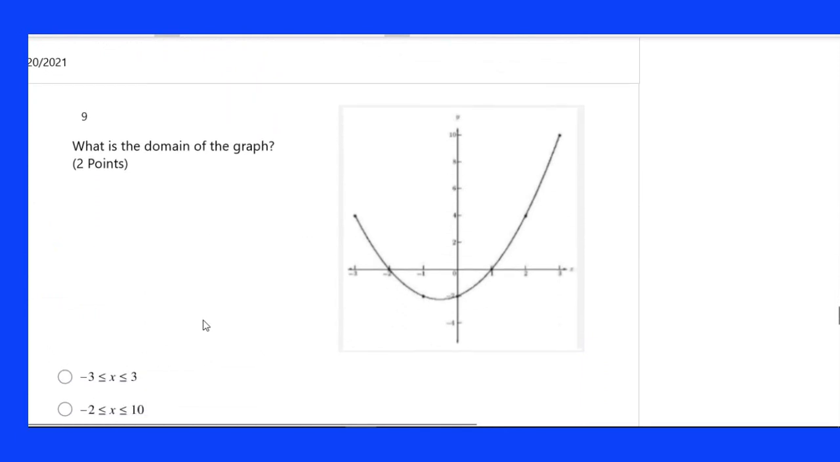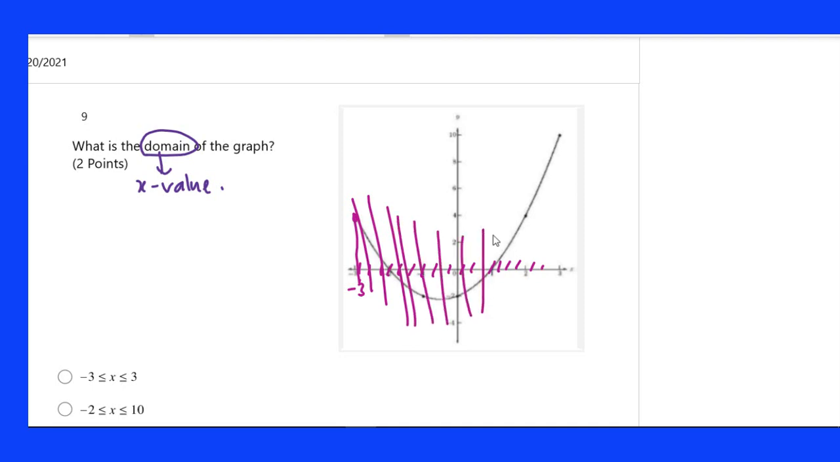Number 9. What is the domain for the graph? Domain refers to the x value. So now here is negative 3, where there is a graph. The graph should go on until this is 3. So the domain is from negative 3 up to 3, included. So the answer is here.